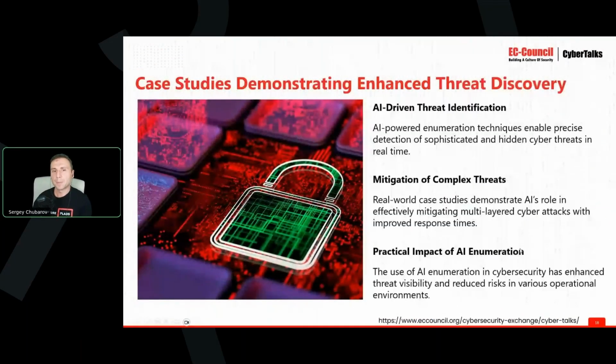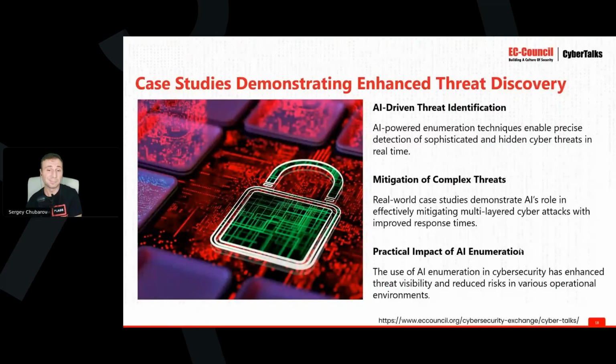Okay, so when it comes to threat identification, AI-powered enumeration techniques enable precise detection of threats, maybe even advanced attackers and threats that are well hidden. Because AI constantly checks a number of signals and does it all the time, it has more chance to detect something like this that humans may overlook, like hidden cyber threats.